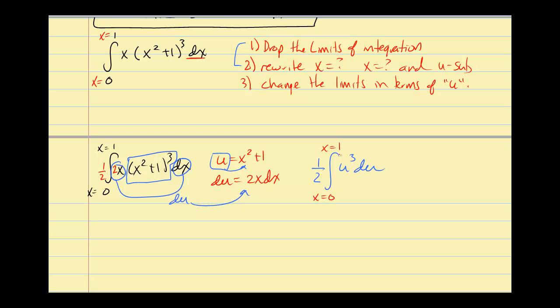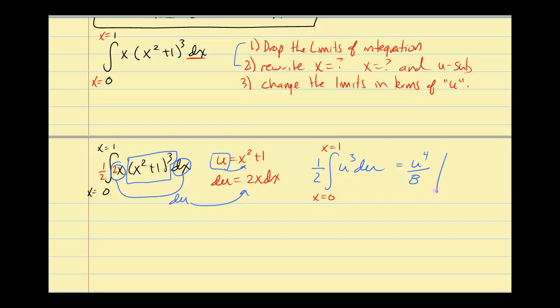But I'm going to rewrite these, and I'm going to keep track of them. But again, I could have just dropped them. Now rewriting here, integrating u cubed, u to the 4th over 4 would be u to the 4th over 4 times 2 is 8.